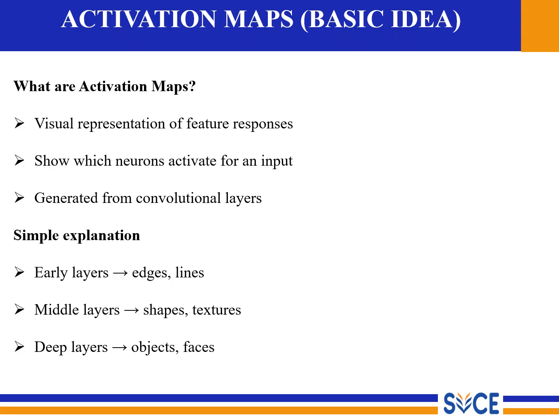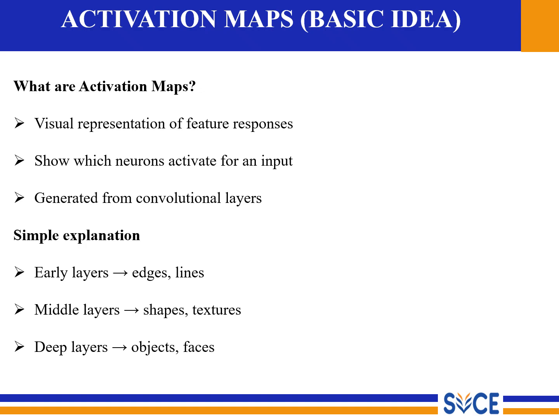In early layers, the network detects simple features like edges and lines. In the middle layers, it identifies shapes and textures. In deeper layers, it recognizes complex objects like faces or specific patterns. This hierarchical learning process is what makes CNNs powerful.